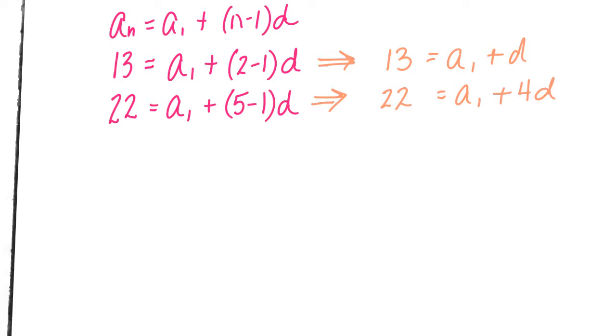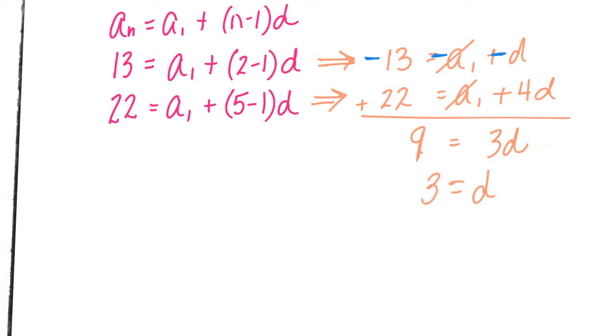I'll change all the signs on one equation to make it subtract nicely and add down. Well, these totally cancel out. 4d minus d is 3d, and 22 minus 13 is 9. So notice that the common difference is 3. So I know that the second term was 13. The common difference we don't know. I should probably call this a sub 2. But if I just go ahead and subtract 3, I know that the first term is 10.